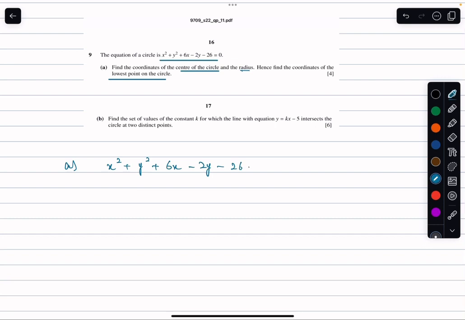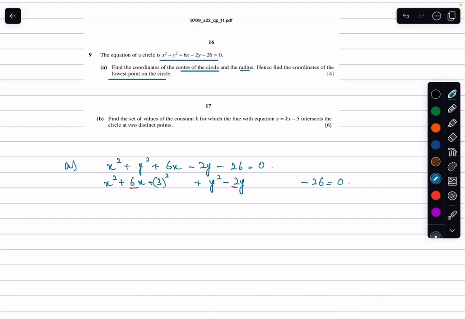To get the center and the radius, we are doing part A. So the circle equation is x² + y² + 6x − 2y − 26, and this is equal to 0. So let's arrange it so that this is x² + 6x + y² − 2y, and we have a minus 26, which is equal to 0.